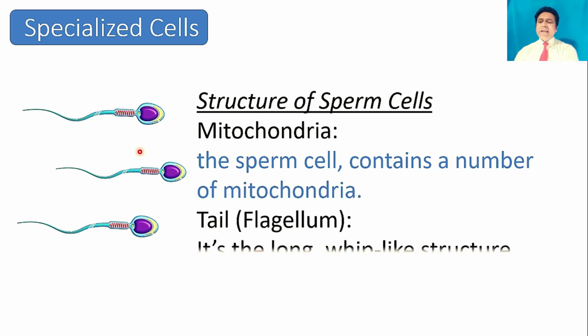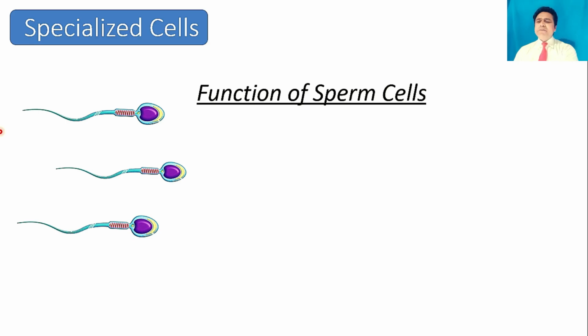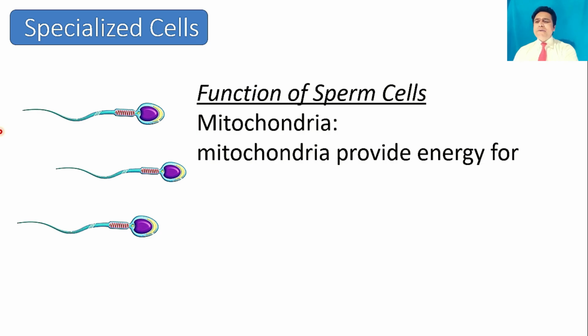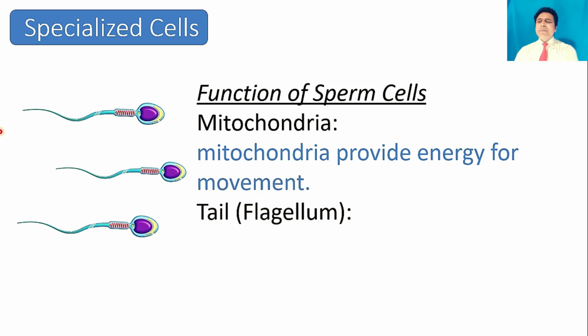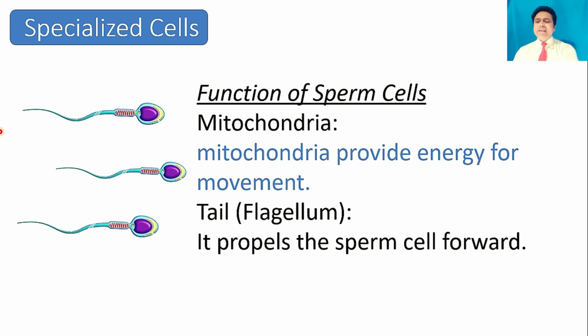Tail, flagellum: a long whip-like structure. This is the tail, the flagellum. Function of sperm cells. Mitochondria provide energy for movement. The tail, the flagellum, propels the sperm cell forward.